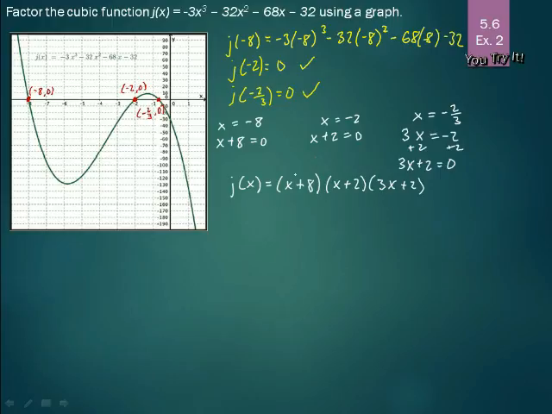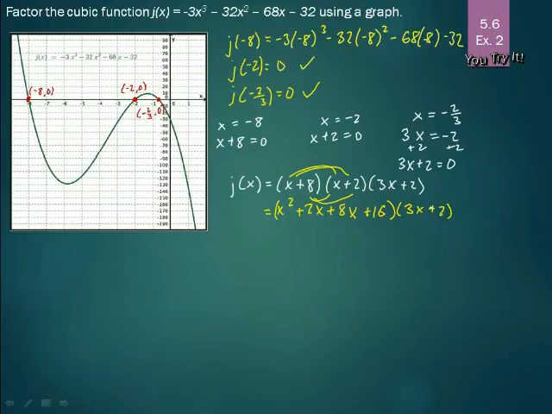So multiplying this out, first of all, x times x gives us x squared. x times 2 is 2x. 8 times x is 8x. 8 times 2 is 16. Positive 16 there. And then we still have that all multiplied by 3x plus 2.